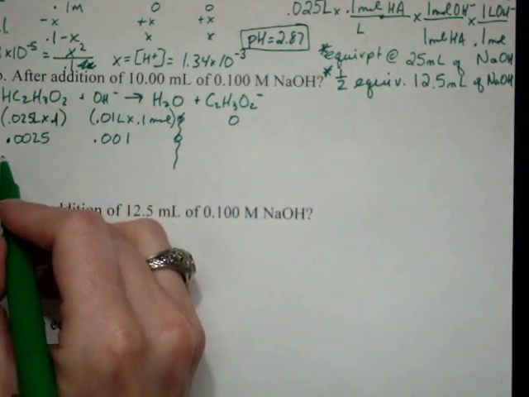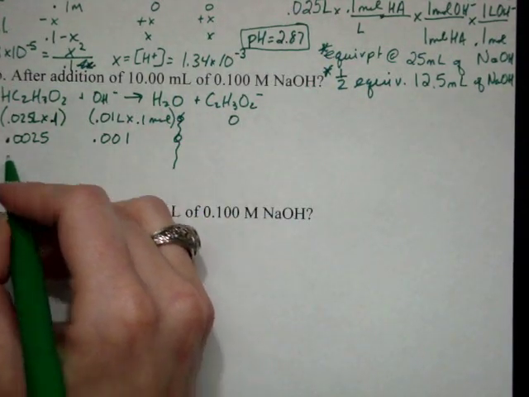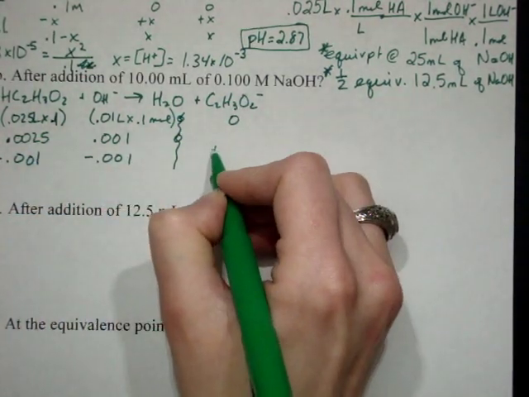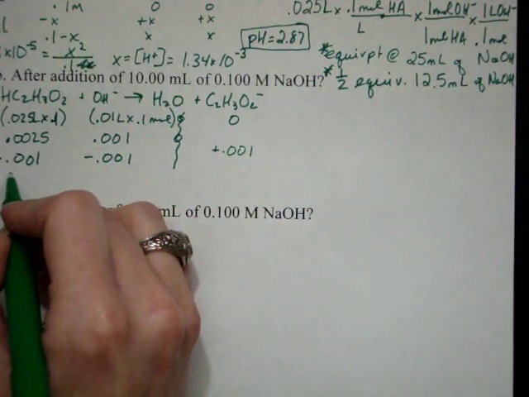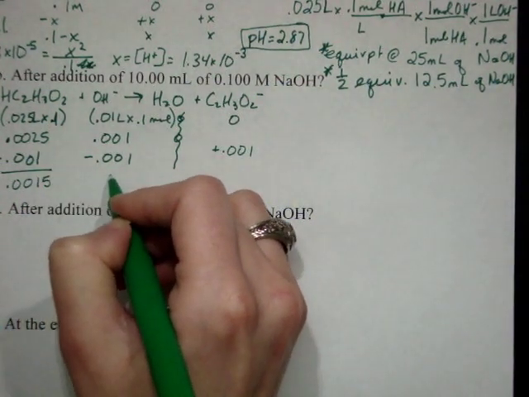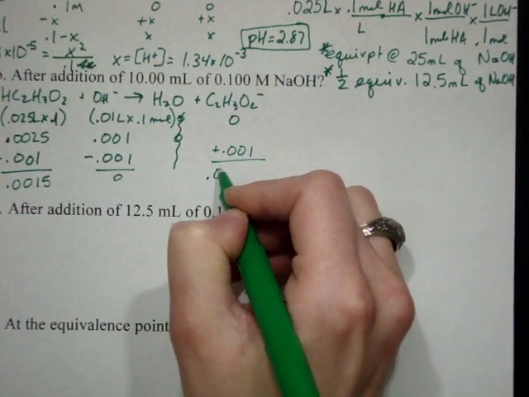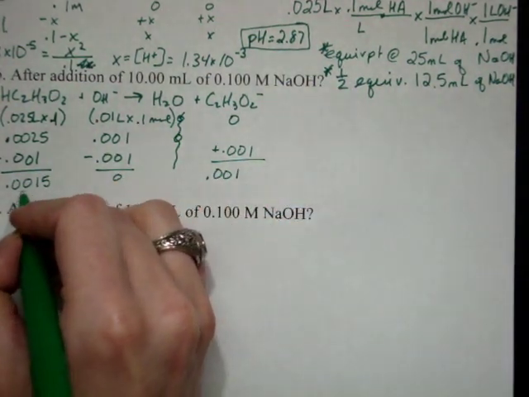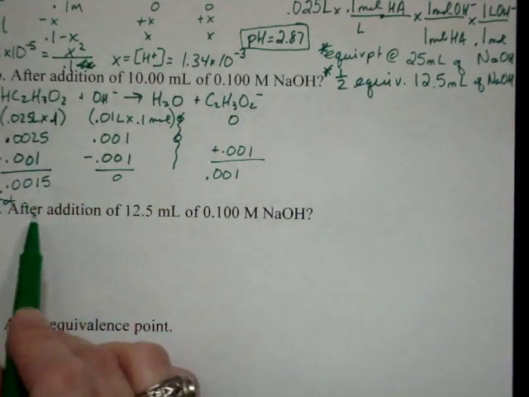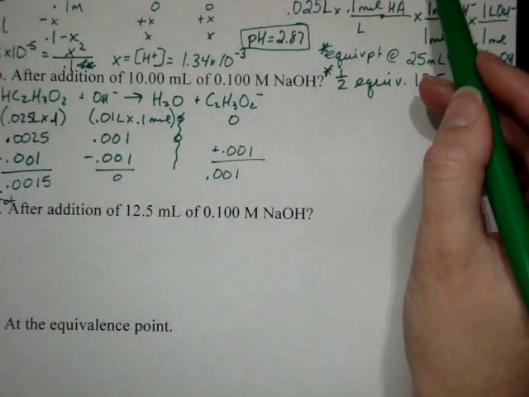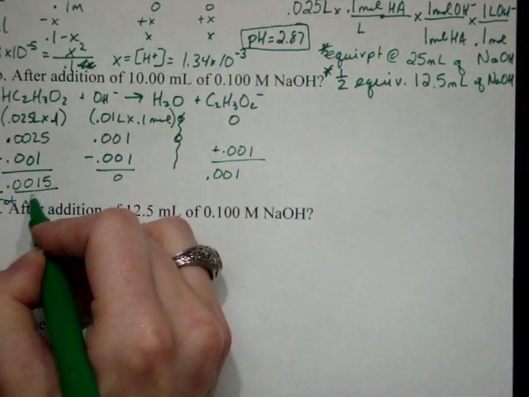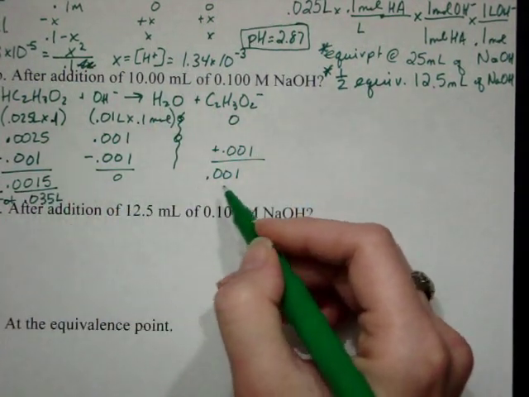Alrighty. So now we have a strong base that's going to force the forward reaction. 0.001 minus 0.001 plus 0.001. So that's going to leave me with 0.0015. Nothing here. 0.001 here. Again, these are moles. So I need to divide by the volume. Total volume was 25 from the acetic acid, plus now 10 from the base. So divided by 0.035 liters.